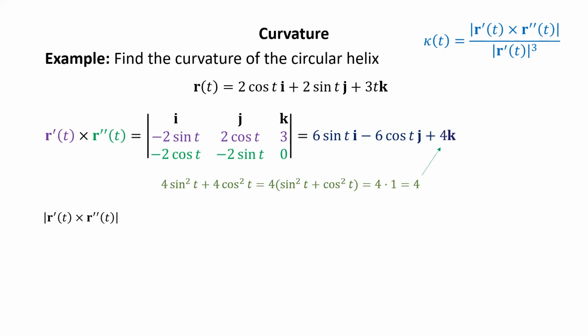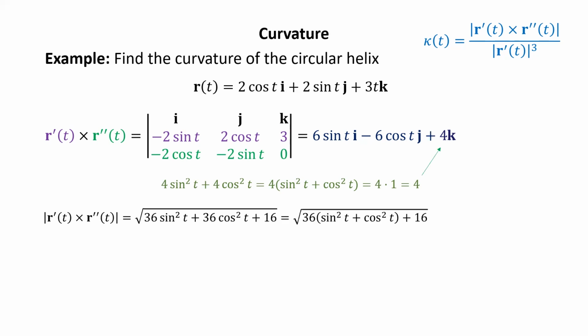Now the length of that is going to be the square root of 36 sine squared t plus 36 cosine squared t plus 16. We could factor out the 36 and replace, once again, sine squared t plus cosine squared t by 1 to get 36 plus 16, which is 52 under that square root. 52 can be factored as 4 times 13. Splitting up the square root, we get 2 root 13.